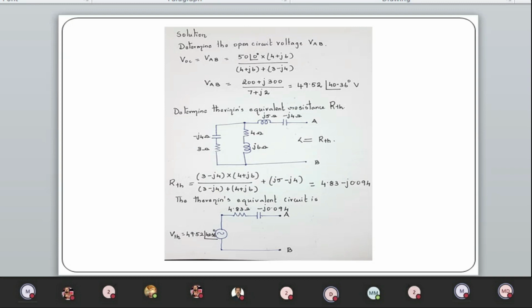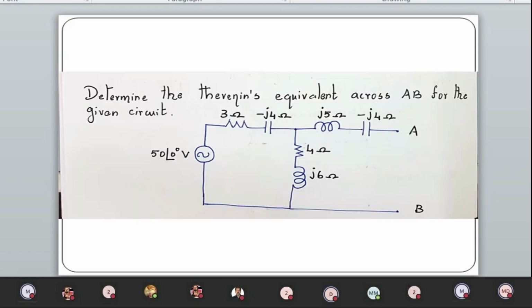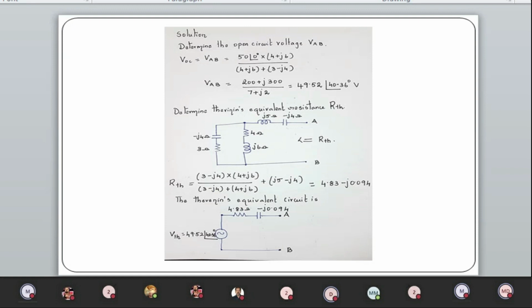Now, I want to find the Thevenin's equivalent impedance. Even though it is mentioned as resistance, please understand you should take it as impedance. For that, what should you do? You have to deactivate the 50 volts; you just draw a straight line, a short circuit. Now 3 minus J4 and 4 plus J6 are connected in parallel. Convert that to series, and together they are connected in series with J5 minus J4.